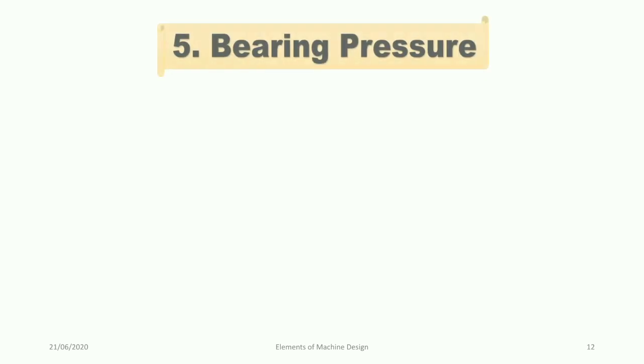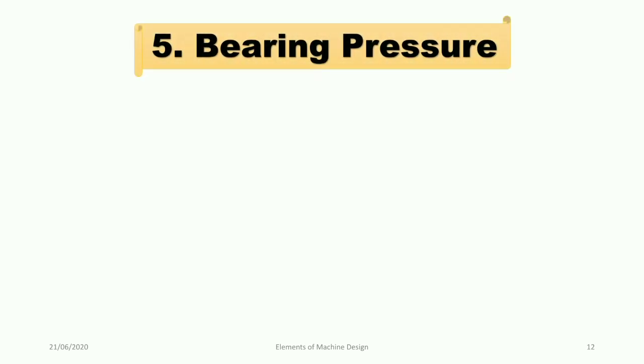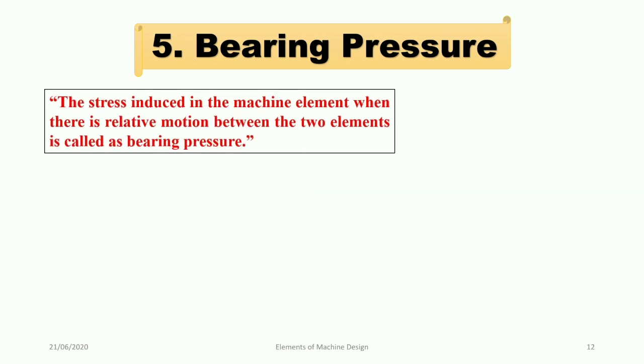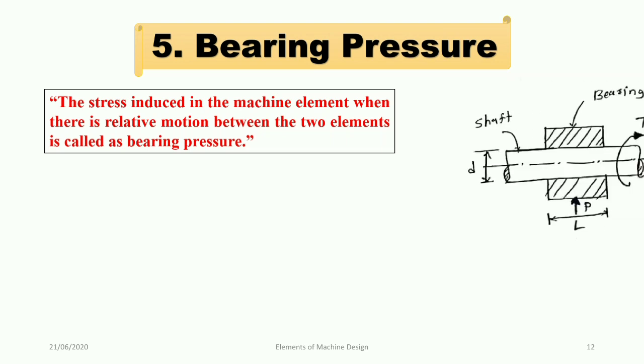Then the fifth type of stress is bearing pressure or bearing stress. What is bearing pressure? The stress induced in the machine element when there is relative motion between the two elements is called bearing pressure. If there is relative motion between two elements, then the stress induced is called bearing pressure.